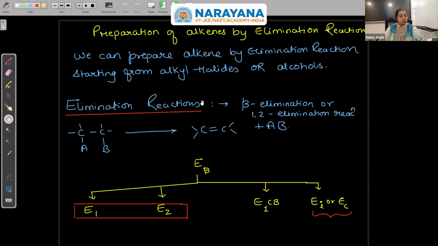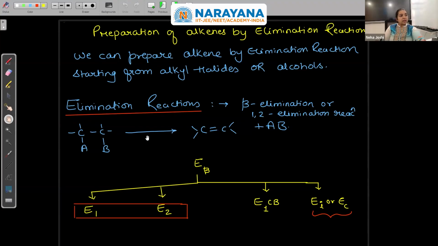Going further, preparation of alkenes by elimination reaction. If I want to prepare alkenes by elimination reaction, I have so many methods. We can prepare alkenes by elimination reactions starting from alkyl halides or alcohols. We can do elimination from any of these. First, let me start: what are the elimination reactions? It is a beta elimination for alkene formation, or a 1,2 elimination reaction.